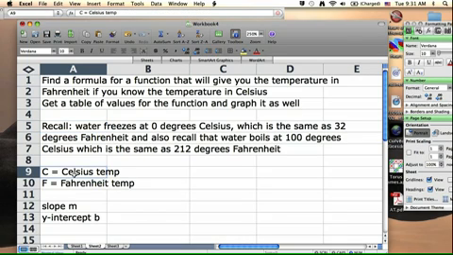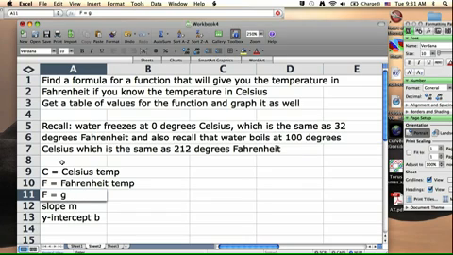I'm going to use a capital C to represent the Celsius temperature, and a capital F to represent the Fahrenheit temperature, and I want a function that will give me F if I know C. Think about the question up there. You want it to give you the temperature in Fahrenheit if you know the temperature in Celsius. I want to get F if I know C, and I probably better call this function something other than F, like G. So F will equal G of C.